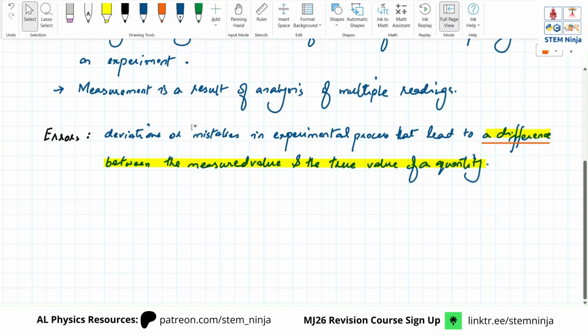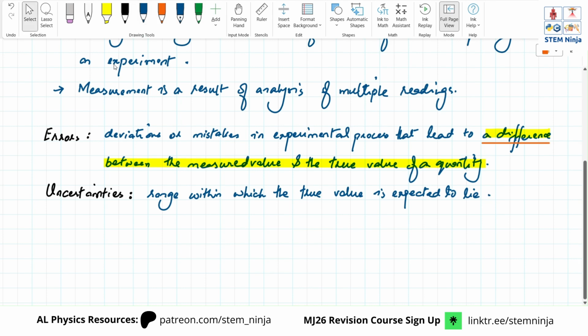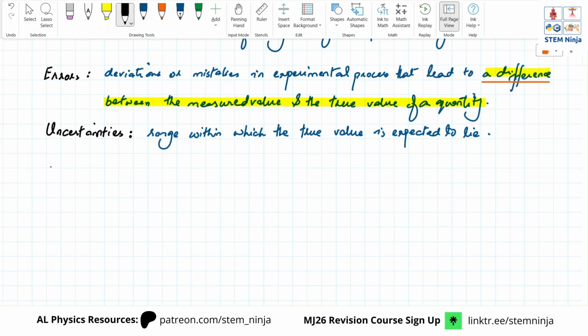But what are uncertainties? Uncertainties are basically the estimate of the range within which the true value is expected to lie. That's it.